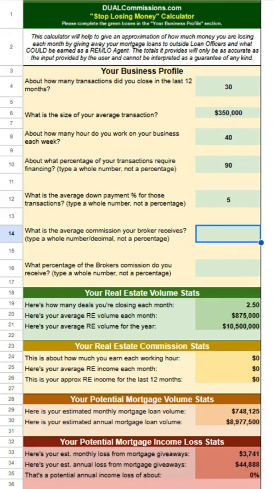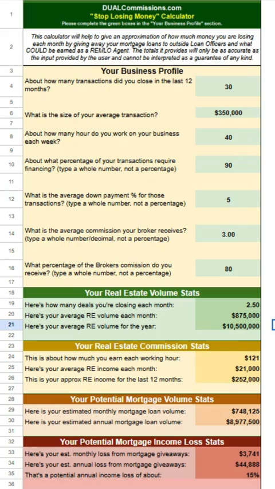Now, what's the average commission that my broker receives on my transaction? For super easy math, we'll assume a 6% commission, and he or she is going to receive half of it, so I'm going to say 3%. And what percentage of the broker's commission do I receive? Let's pick something right in the middle, and say we receive 80%. So I'm going to type in 80% there. All right, let's go down and see what this did for us.